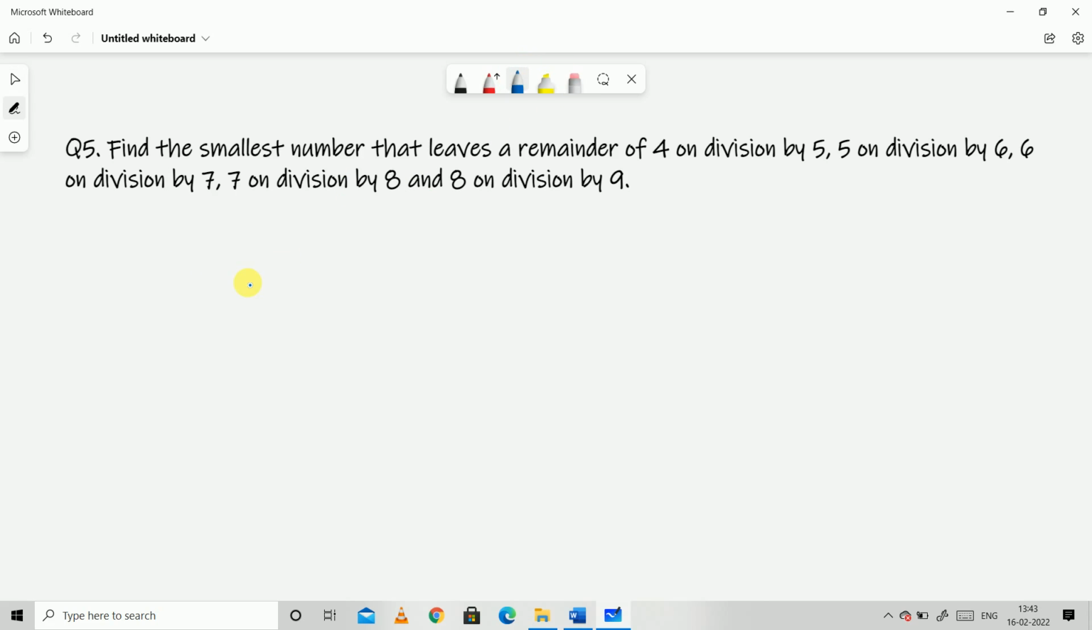What is there? It is asking for the smallest number, so we get the hint that we need to find the LCM. Now it is leaving a remainder 4 on division by 5. Then 5 on division by 6, so on dividing by 6 it gives the remainder 5. 6 on division by 7, 7 on division by 8, so on dividing by 8 you get remainder 7. On dividing by 9 you get the remainder 8.